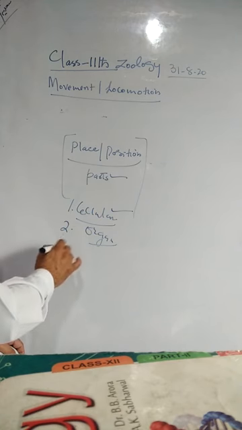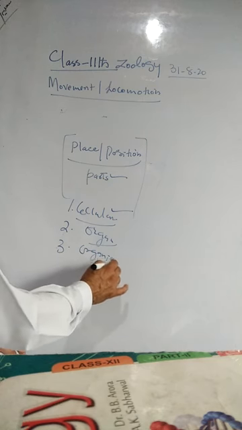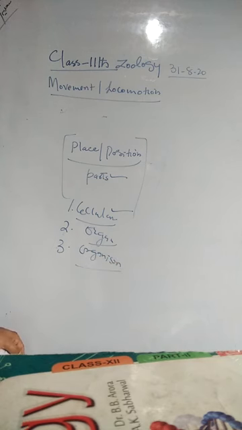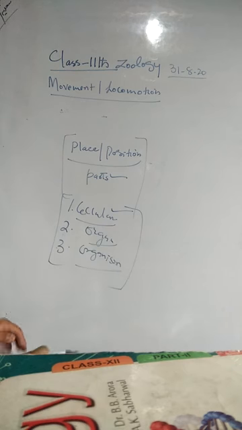But the movement can take place at the organism level, such as swimming of a fish, flying of a bird, walking of a man. These movements are of three types: cellular, organ and organism level. So far as the plants are concerned, plants show cellular and often organ movements, but not organism movement. This is what we see in movements.